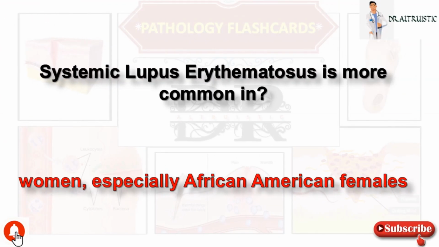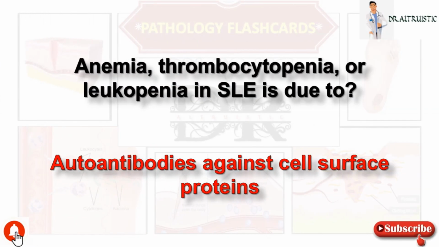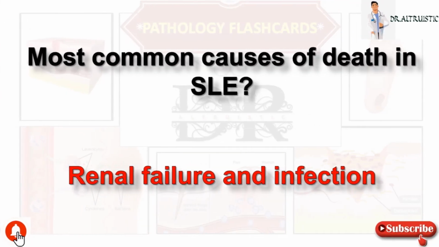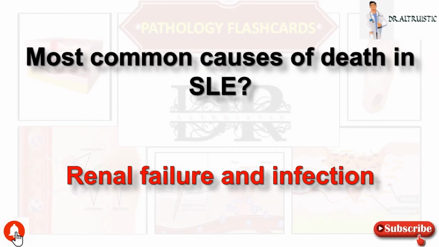Systemic lupus erythematosus is more common in women, especially African American females. Anemia, thrombocytopenia, or leukopenia in SLE is due to autoantibodies against cell surface proteins. Most common causes of death in SLE: renal failure and infection.